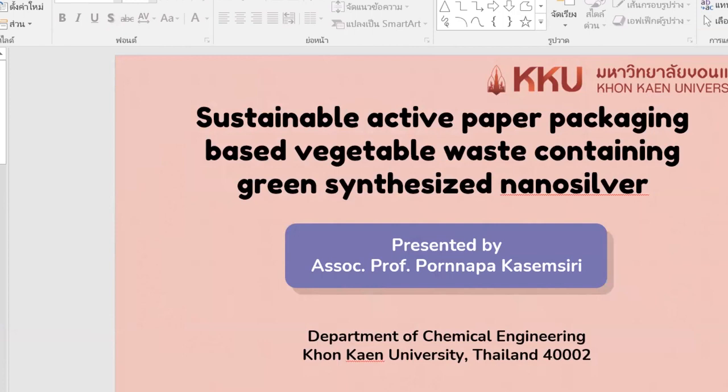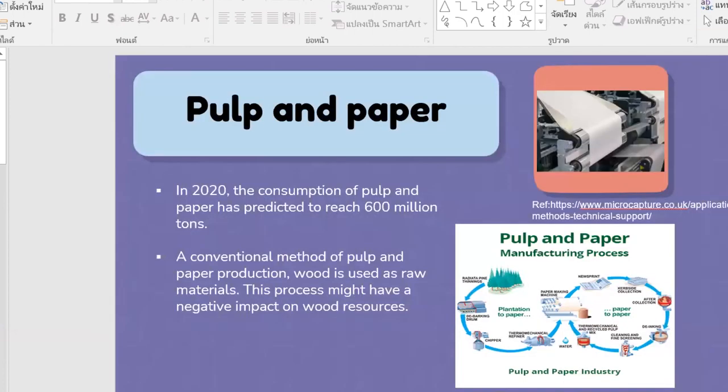Okay, as we know, pulp and paper has been consumed by many people over the years, around 600 million tons, mostly to prepare pulp and paper. We use wood as a raw material, so this process might have a negative effect on the wood resource.